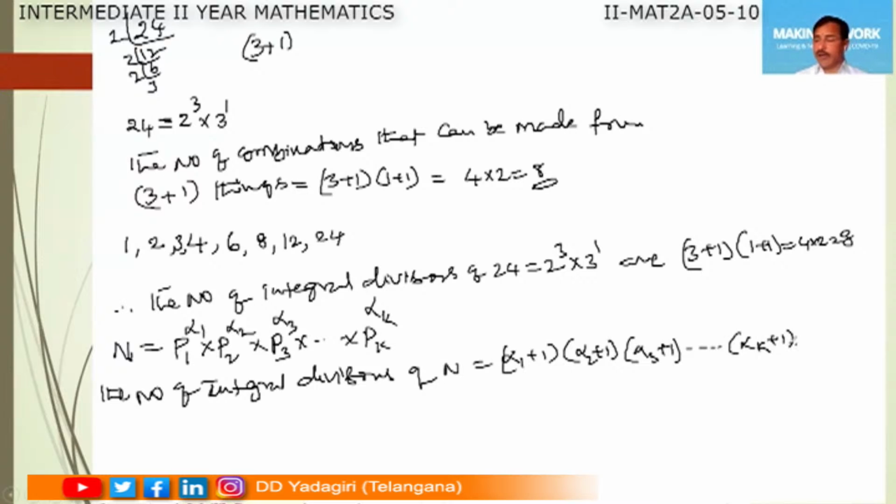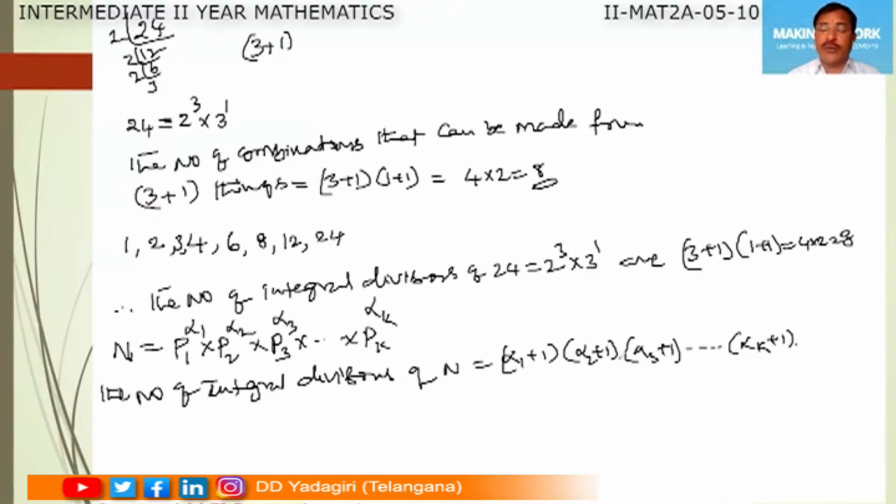So this is the formula to find the number of integral divisors of a positive integer n when it is expressed as the product of prime factors in the form of p1 to the power of alpha 1 into p2 to the power of alpha 2 into p3 to the power of alpha 3 and so on into pk to the power of alpha k.